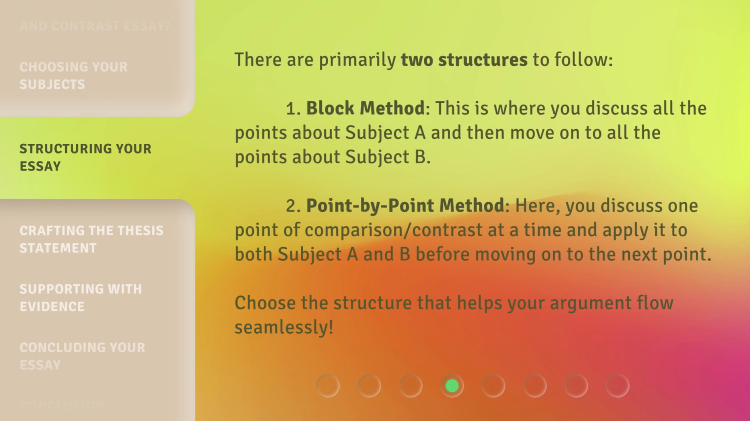There are primarily two structures to follow. 1. Block method. This is where you discuss all the points about subject A and then move on to all the points about subject B. 2. Point-by-point method. Here, you discuss one point of comparison or contrast at a time and apply it to both subject A and B before moving on to the next point. Choose the structure that helps your argument flow seamlessly.